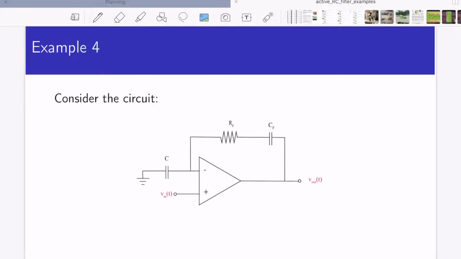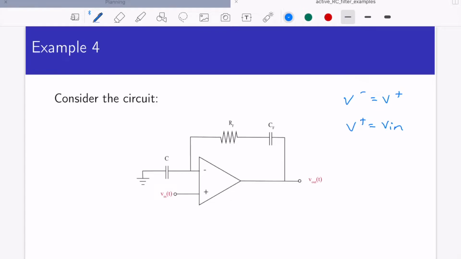Here's another circuit. Anytime we're analyzing an op-amp circuit, we do the same three things. We know that the input currents to the two terminals of the op-amp are both zero. We also know that for negative feedback, which we have, V minus is equal to V plus. The third thing to do, remember, is to write nodal equations at the input terminals. At the plus terminal, V plus is equal to V in. That one was easy. And at the minus terminal, we're going to write a nodal equation.